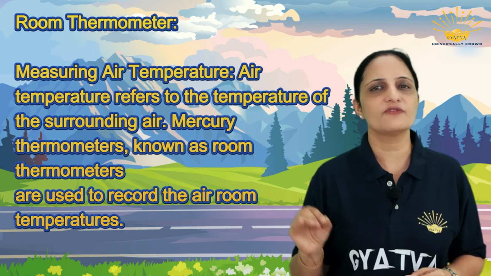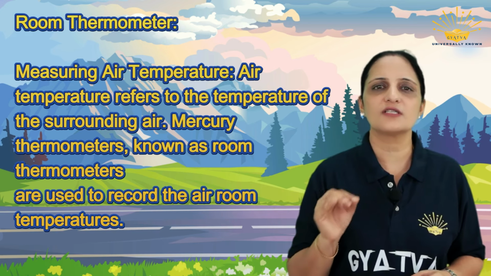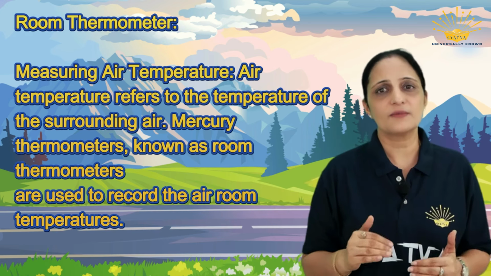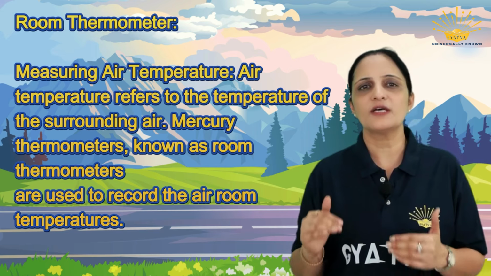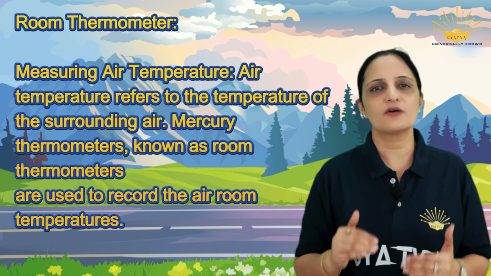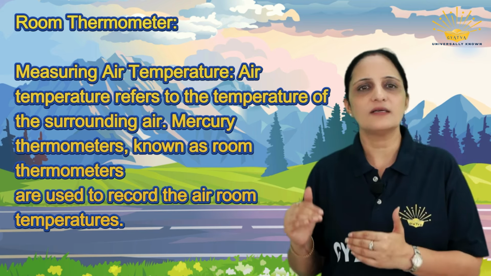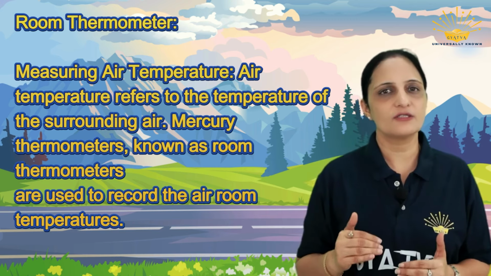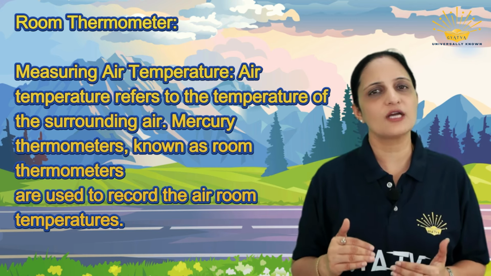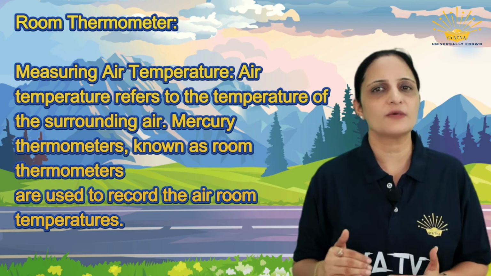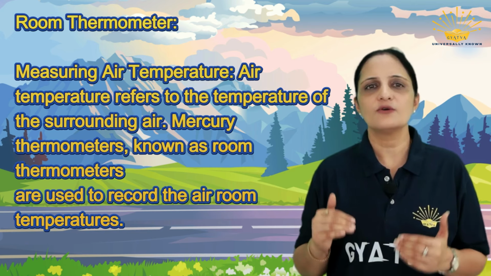Air temperature refers to the temperature of the surrounding air. Mercury thermometers, known as room thermometers, are used to record room air temperatures. So if you have to measure the room temperature, which kind of thermometer do you use? Mercury thermometers, which are also used as room thermometers. So I hope this theory, or the summary of the chapter, is clear to you.